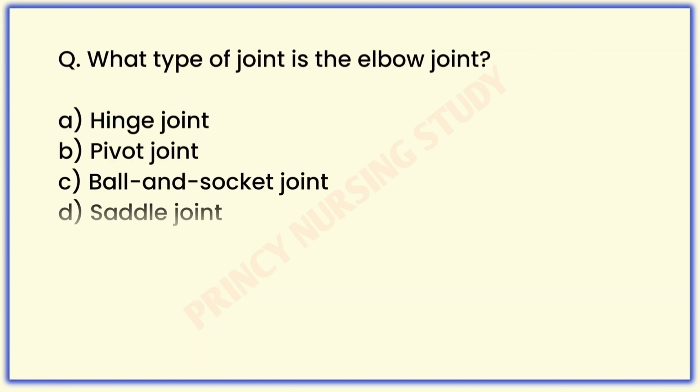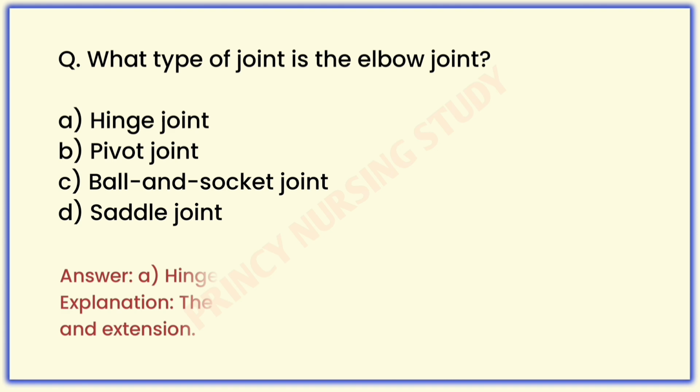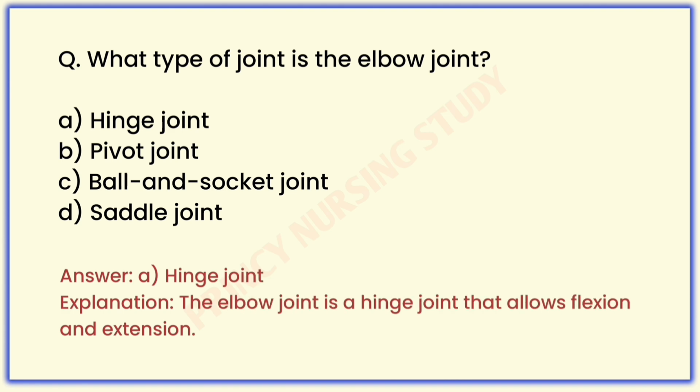Next question. What type of joint is the elbow joint? Correct answer is A. Hinge joint. The elbow joint is a hinge joint that allows flexion and extension.